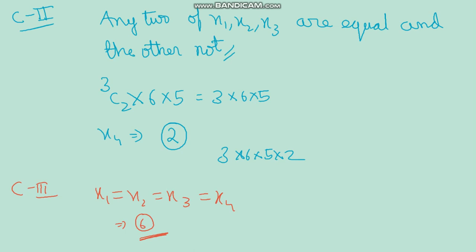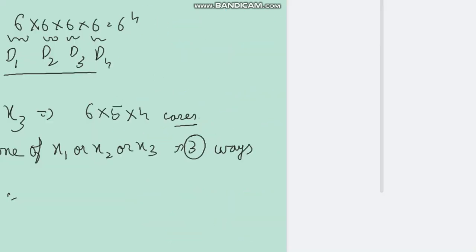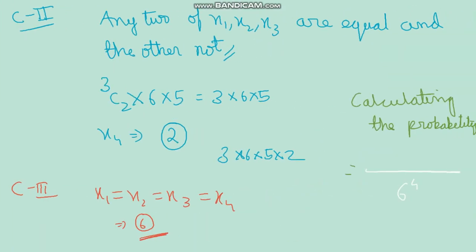Now calculating the probability. The denominator will be 6 to the power 4. In the numerator, the first one is 3 into 6 into 5 into 4, then plus 3 into 6 into 5 into 2, then another plus 6. So what we can do is cancel 6 from all of this.